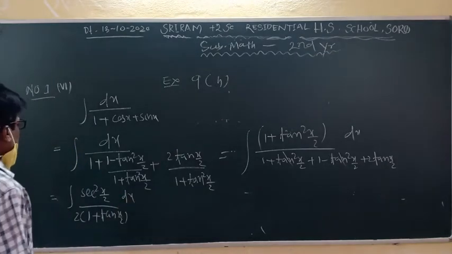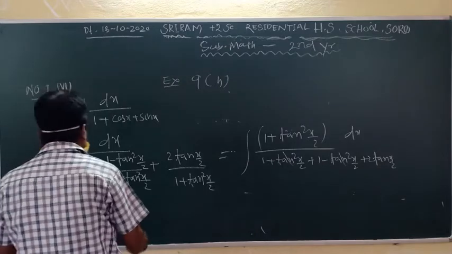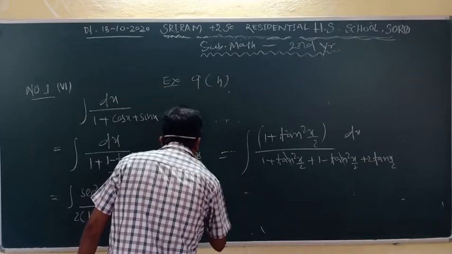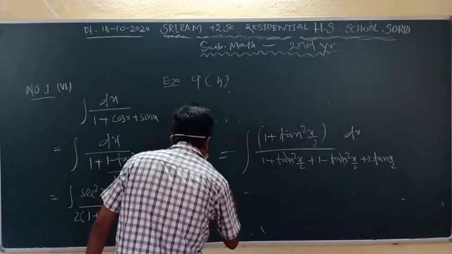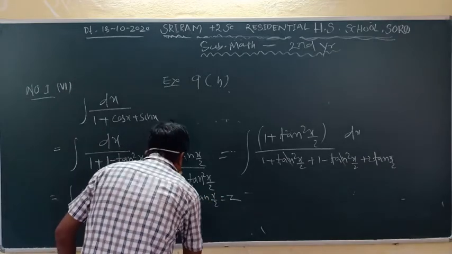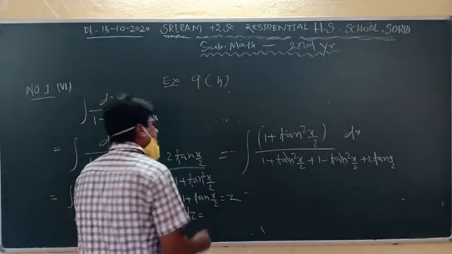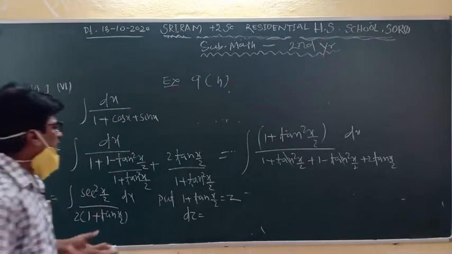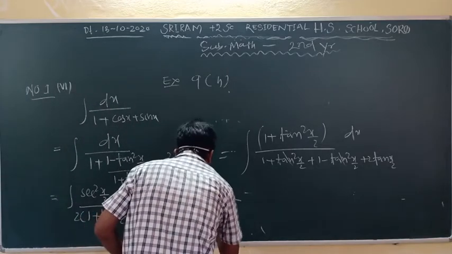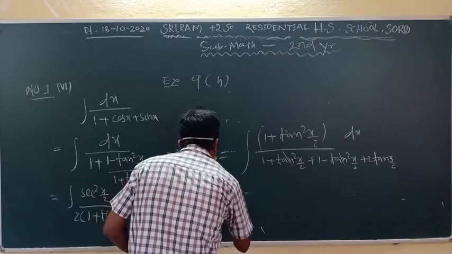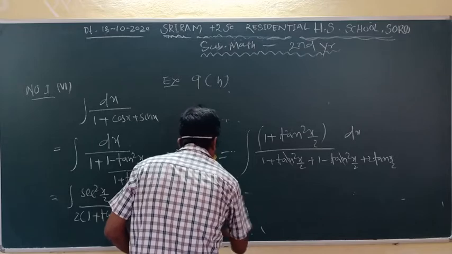Now put 1 plus tan x by 2 is equal to z. So dz, I already found the value of dz from the previous problem, that is dz is equal to 1 by 2 sec square x by 2 dx.